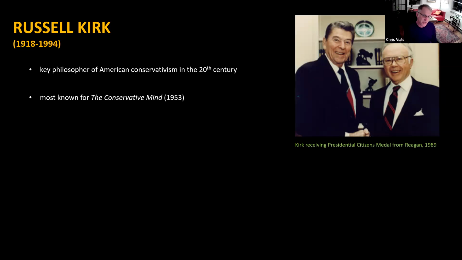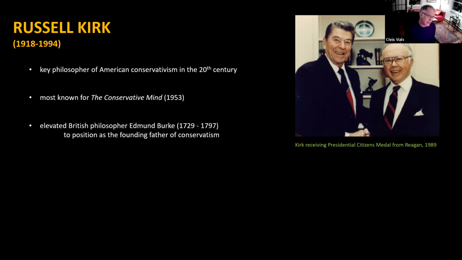Now, Russell Kirk, who's pictured here shaking hands with Reagan after receiving a Presidential Citizens Medal from him, was one of the architects of modern conservatism in the United States after World War II. He was most known for a book called The Conservative Mind in 1953. The Conservative Mind established an intellectual lineage for modern conservatives. First of all, it elevated British philosopher Edmund Burke to a position as the founding father of conservatism. Burke had languished for much of the 19th century before being resurrected in the 20th. Kirk was also a key figure at the National Review, founded in 1955, very close to William F. Buckley.